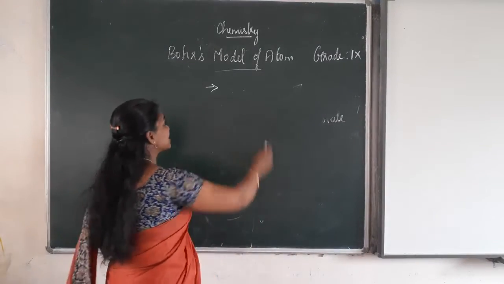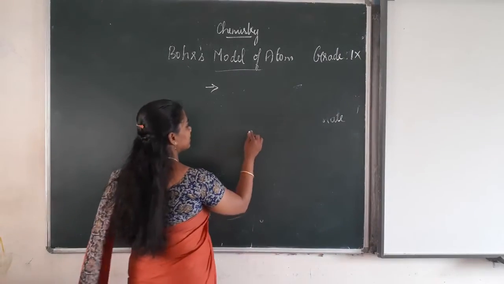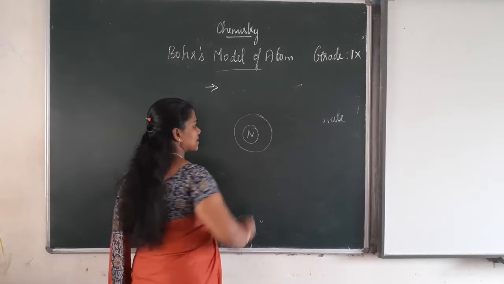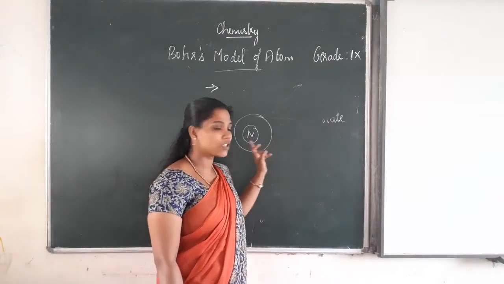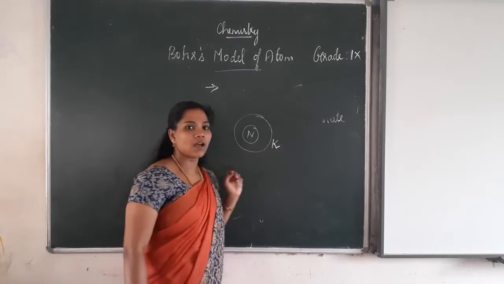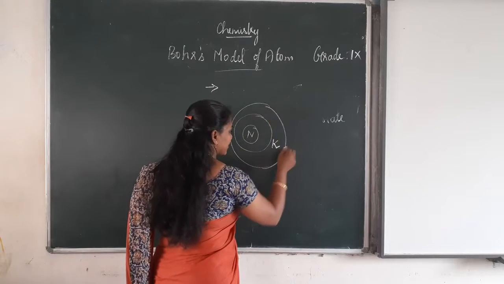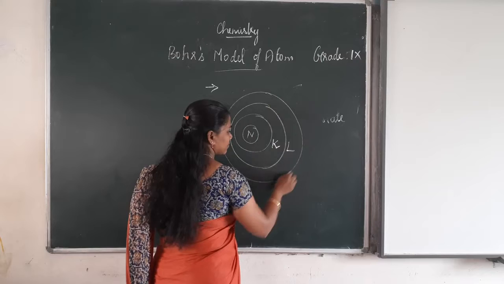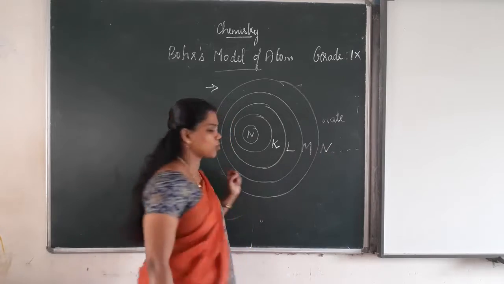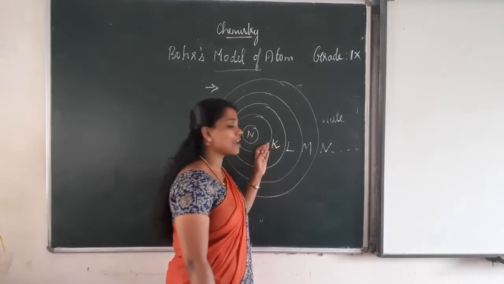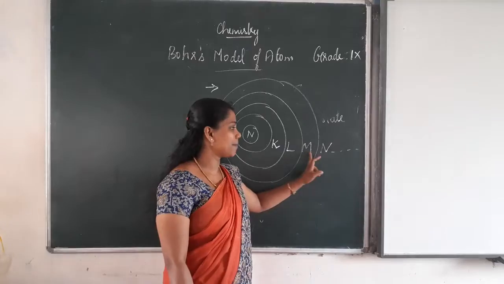And the fourth point: Niels Bohr named each orbit with alphabet names. For example, this is the nucleus. The first shell, or first orbit near the nucleus, he named the K shell. What is the name of the first orbit? K. The next, L, M, N, and so on. So he named the orbits of an atom with alphabetic names. What is the letter he has given? K, L, M, N, and so on.